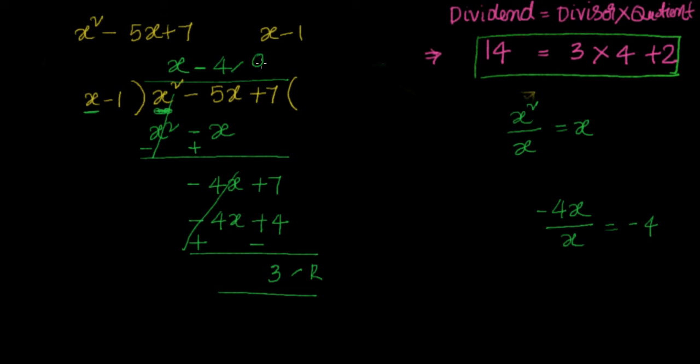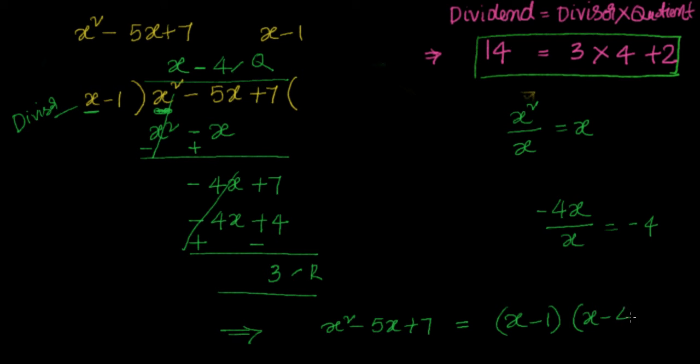This is the quotient, this is the divisor, and this is the dividend. So this is nothing but equal to, writing something like 14 equal to 3 into 4 plus 2. We are saying x square minus 5x plus 7 is equal to x minus 1 into x minus 4 plus 3.